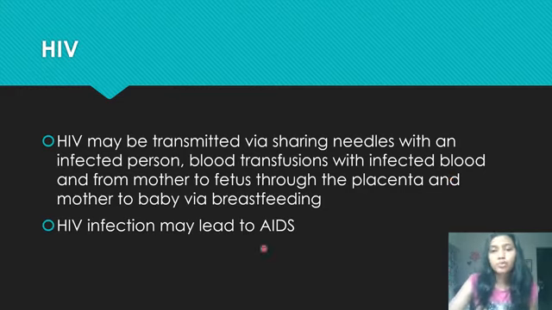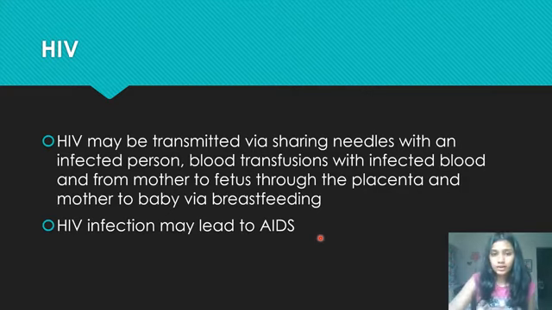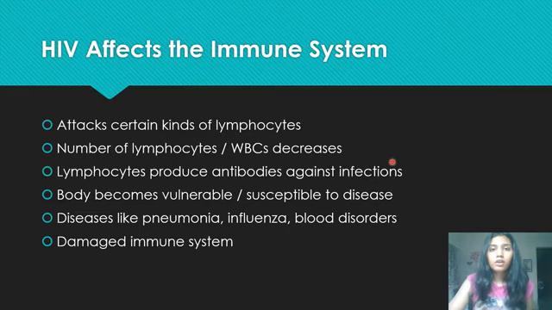And you should also be able to state that an HIV infection may lead to AIDS. AIDS is acquired immunodeficiency syndrome. I don't think you need to know the full form, but just know that HIV infection leads to AIDS. Now, how HIV affects the immune system is a very important 4-marker question in most papers. It also is linked with chapter 10 of yours, disease and immunity.